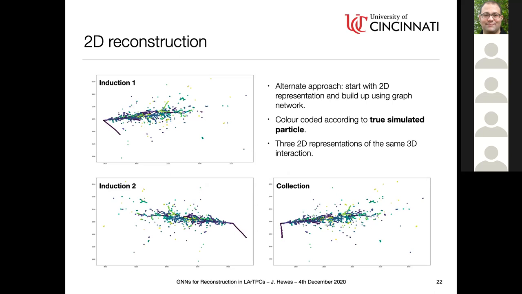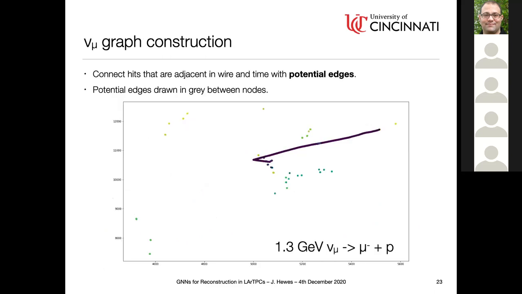In terms of the 2D approaches, like I said, the representation in DUNE and in liquid argon TPCs generally is three views with different wire pitches. We could effectively color code these interactions according to the true simulated particle. These are three 2D representations of the same 3D interaction. And you can see here, this is a nu-e interaction with an electromagnetic shower and a proton coming out from the vertex. This is the same, again, this is a nu-mu graph.